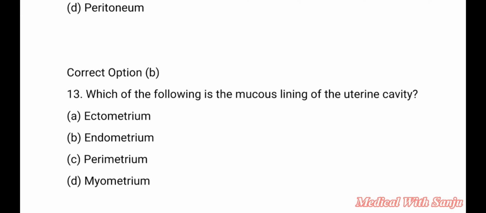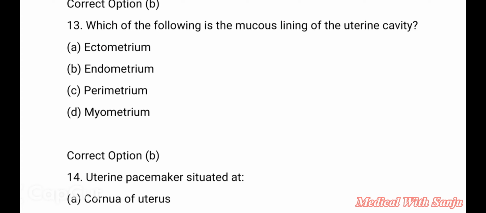Question number 13. Which of the following is the mucous lining of the uterine cavity? Endometrium, perimetrium, and myometrium. Here it says mucous lining, meaning the columnar epithelium is present in the inner part. Which one is in the inner part? Endometrium. Option B.